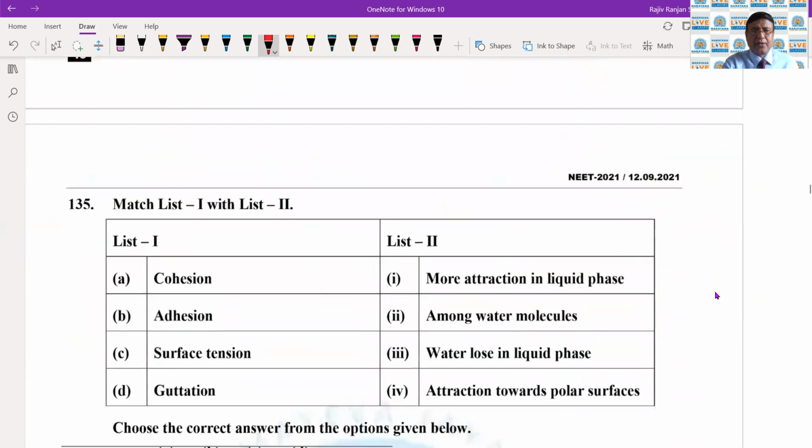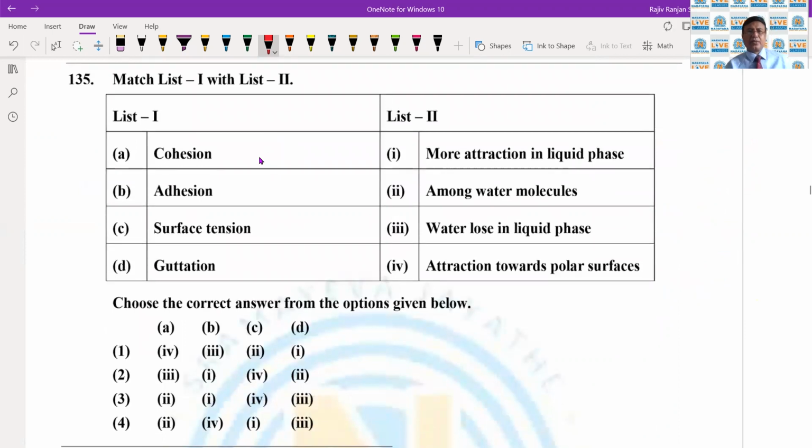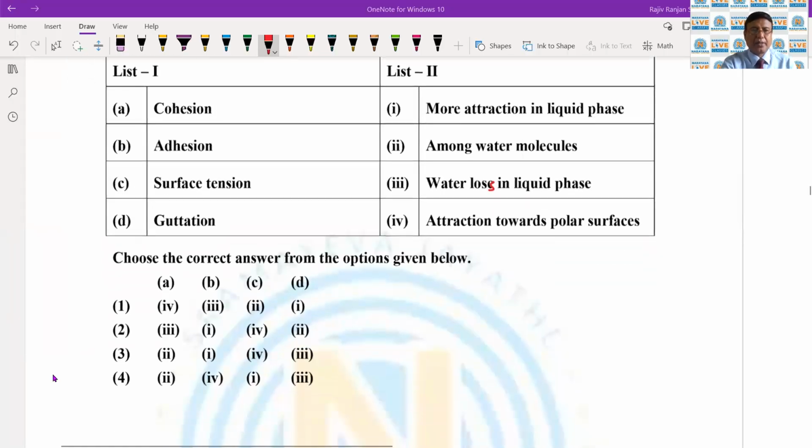Let's now see question number 135. Cohesion, adhesion, surface tension, guttation. The options are: A, more attraction in liquid phase; B, among water molecules; C, water loss in liquid phase; and D, attraction towards a polar surface. So the correct option is 4.